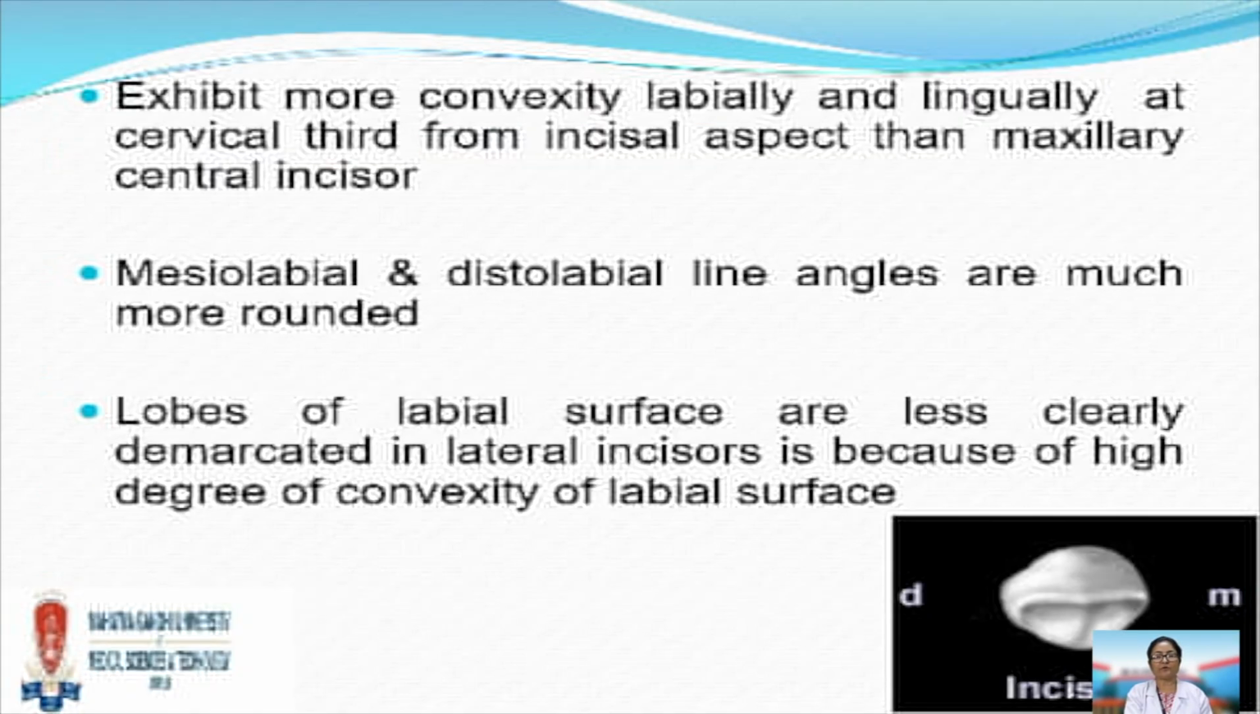Exhibit more convexity both labially and lingually at cervical third from incisal aspect than the maxillary central incisor. Mesiolabial and distolabial line angles are comparatively more rounded than the maxillary central incisor. Lobes of the labial surface are less clearly demarcated in the lateral incisor because of high degree of convexity. So here lobes cannot be easily seen.